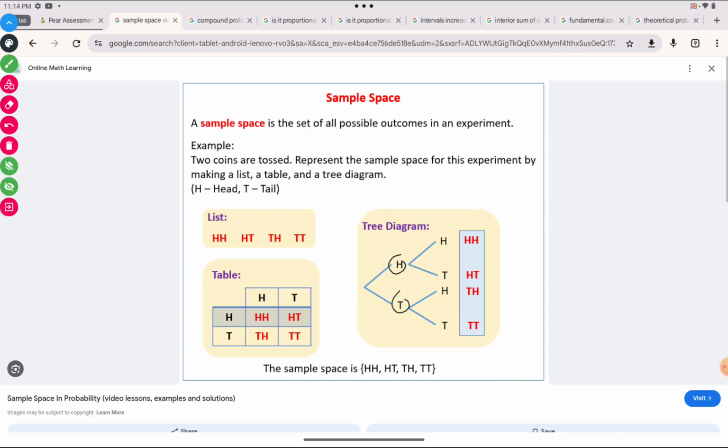If you flip a coin two times, your sample space doubles. It can land on heads the first time and heads the second time. It can land on heads the first time and tails the second time. It can land on tails the first time and heads the second time. It can land on tails the first time and tails the second time.